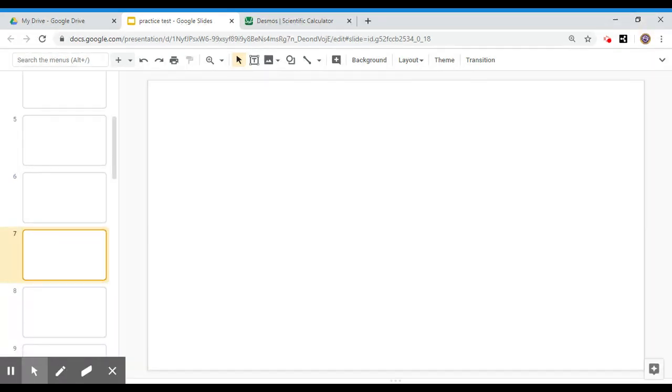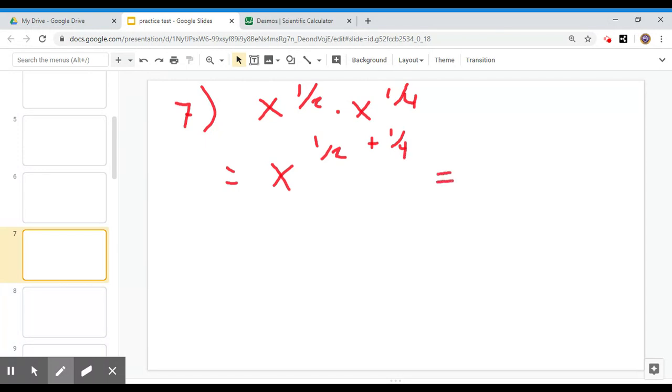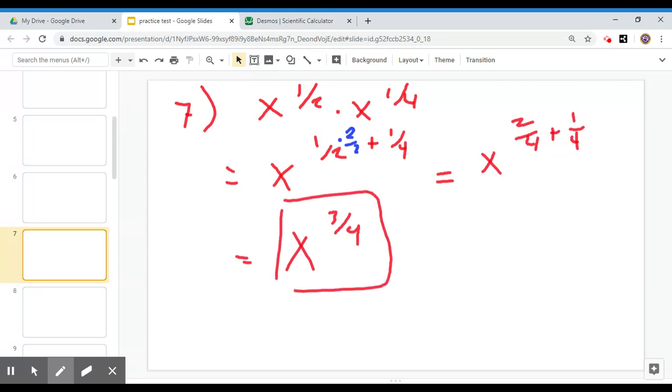All right, so 7, simplify using properties of exponents. So we've got x to the 1/2 times x to the 1/4. Since it's multiplication and we've got the same base, we can add them. So 1/2 plus 1/4. We need a common denominator, so I am going to take this 1/2 and make it have a denominator of 4, so multiply this by 2/2. And then we've got x to the 2/4 plus 1/4, which equals x to the 3/4 power.